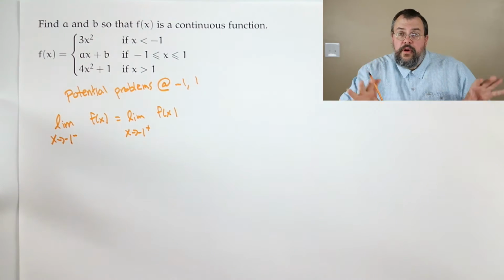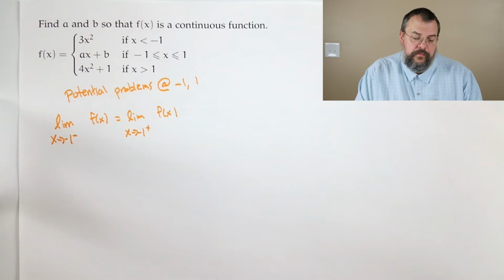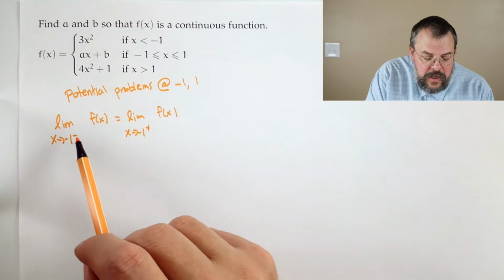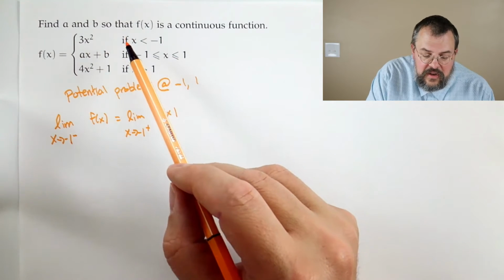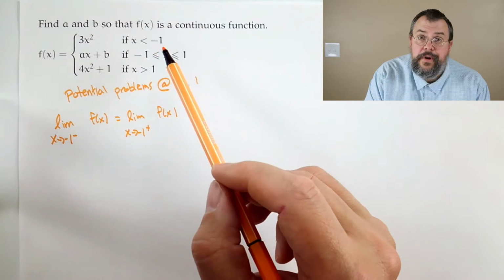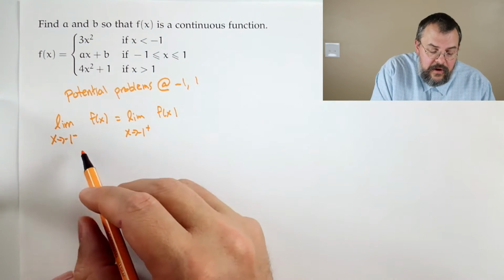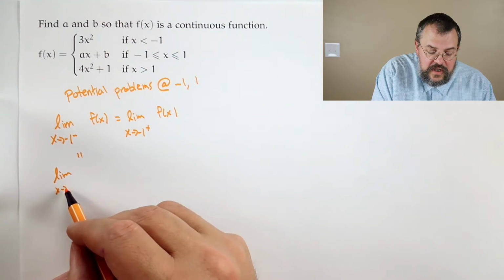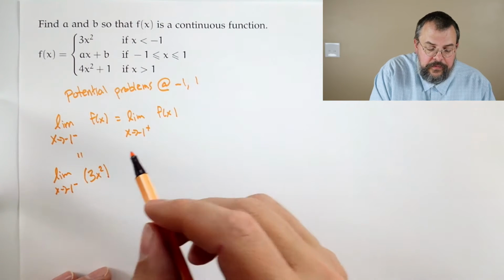Okay, let's explore this completely. Then we're going to repeat the process at 1. So let's think about what it is. Because we're coming from below, which one of our three pieces do we need to consider? Well, there's only one piece which is defined below -1. It's the 3x squared. So this becomes the limit as x approaches -1 from below of 3x squared.